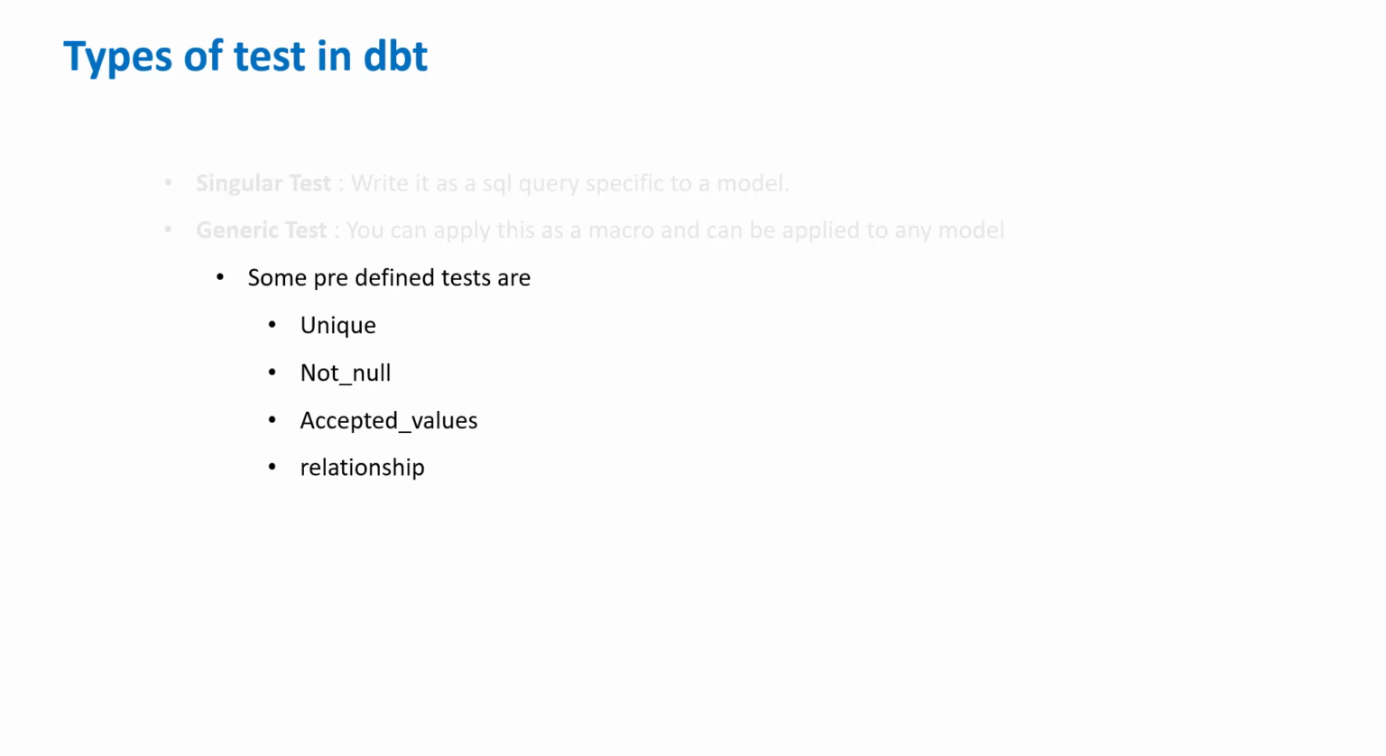There are some predefined tests that are inbuilt in DBT, something like unique. You can find out if some column has all unique values. Similarly, not null. You can have something called accepted values, so you can define what the expected values are for a particular column. Similarly, relationships. If you know about primary and foreign key relationships, that takes care of referential integrity, right? You can have that in DBT. This is all about the theory of DBT test.